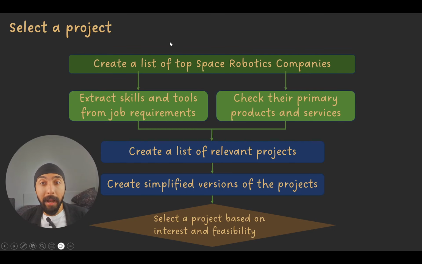So, and I've also mentioned this: create a list of top space robotics companies and extract skills and tools from job requirements and check their primary products and services and create a list of relevant projects based on that. So, this is also something that I found interesting in the GPT curriculum. The GPT generated curriculum essentially asks you to research what are the different profiles, hardware and software related profiles in the space robotics industry.